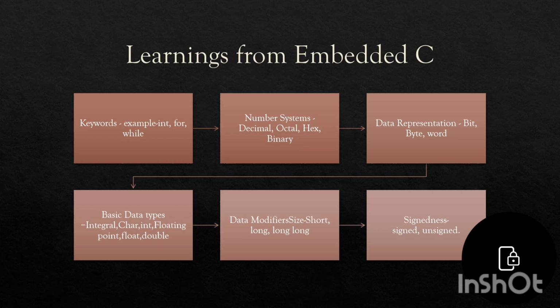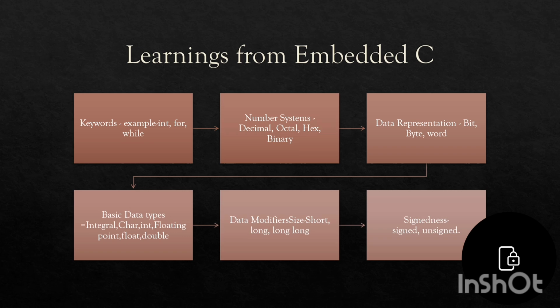And coming to the number systems, embedded C deals with various types like decimal, the regular base 10 system, binary, base 2, often used for representing data in digital systems, octal, base 8, less commonly used but still relevant in computing, and hexadecimal, base 16, frequently used in memory addressing. And coming to basic data types, C allows you to declare variables of various basic data types.